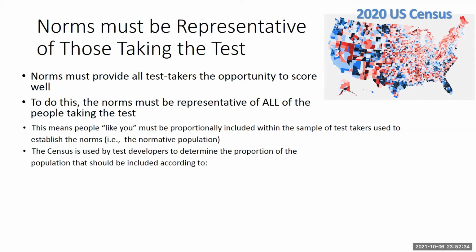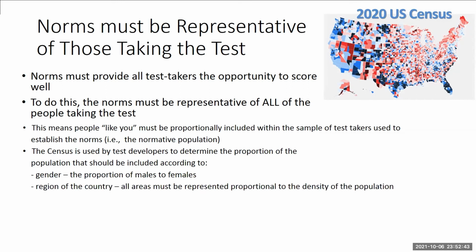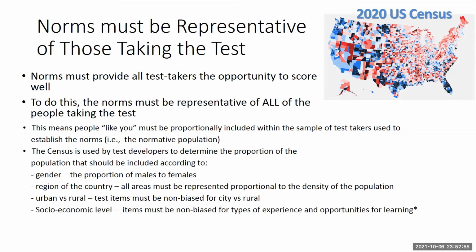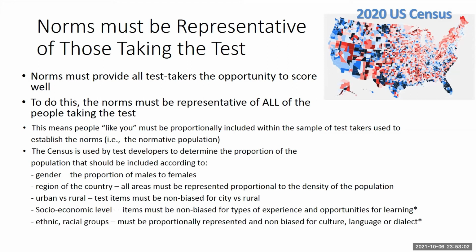The census is used by test developers to determine the proportion of the population that should be included according to gender, the proportion of males to females, region of the country, all areas must be represented proportionally to the density of the population. Urban versus rural, test items must be non-biased for city versus rural. Socioeconomic level, items must be non-biased for types of experience and opportunities for learning. Ethnic racial groups must be proportionally represented and non-biased for culture, language, or dialect.